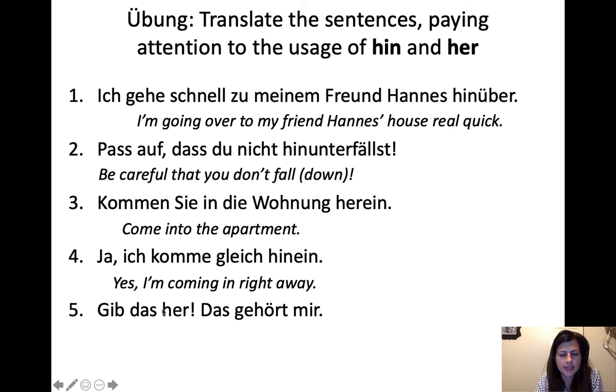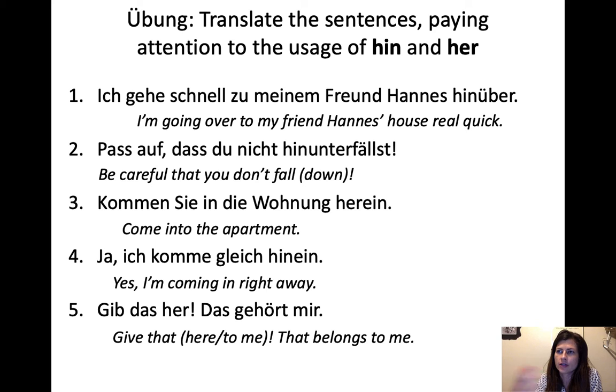And then gib das her, das gehört mir. Give it here, we say in English. And so this is interesting because we say give it here, as in give it like in this direction to me, right? And then, or you could say give it to me, either way. And das gehört mir, that belongs to me.